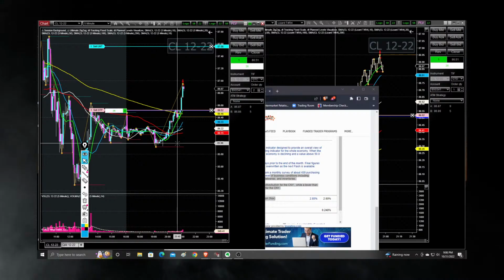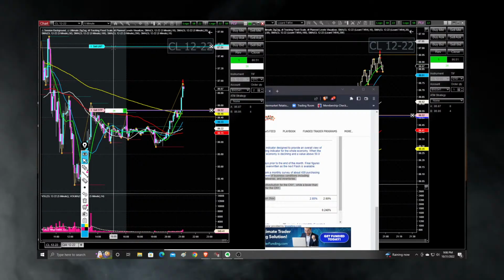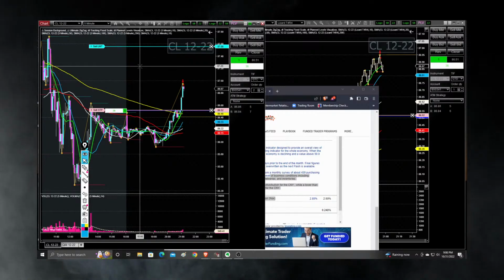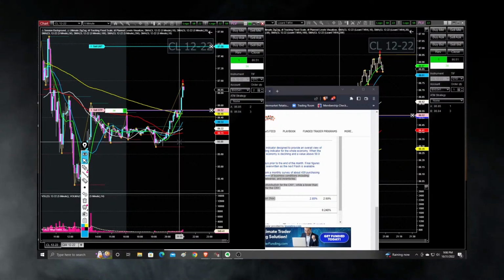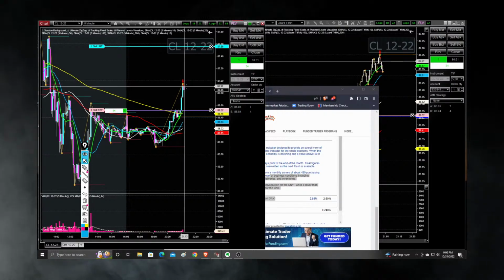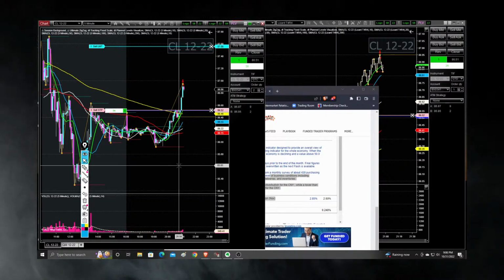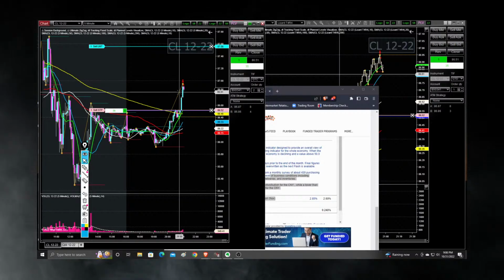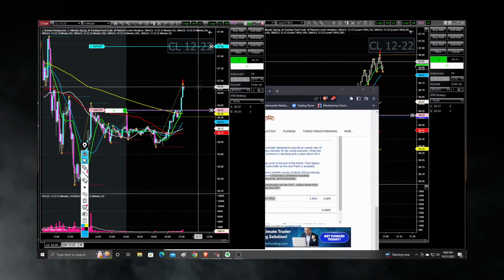Entry right here at 86.52. I have my stop set at break even. Main target way up here at 87.56. We will see if we get all the way up there. I had two contracts originally on this trade. As you can see, I took one of those contracts off right here, so it took some profit off the table.